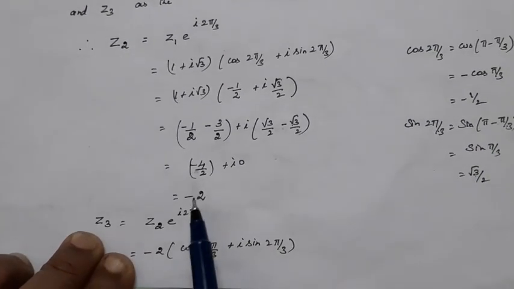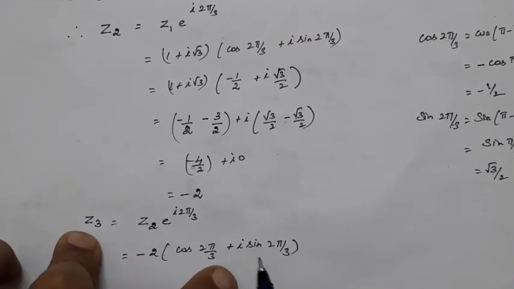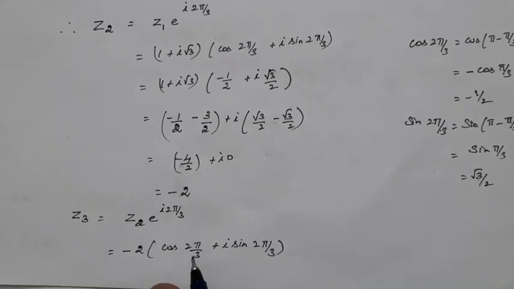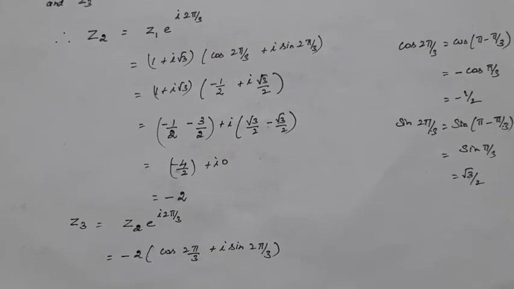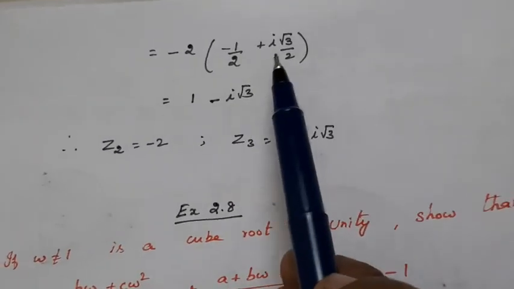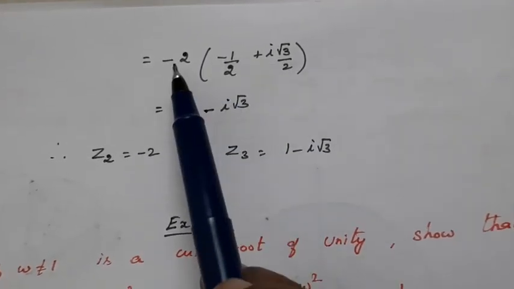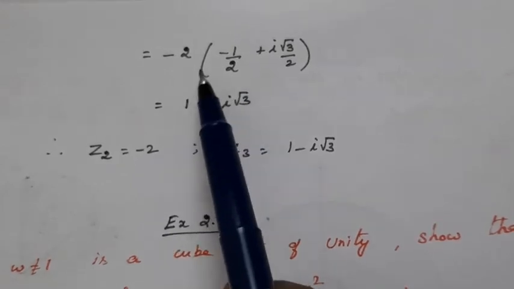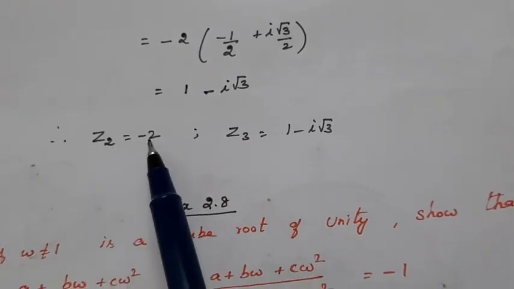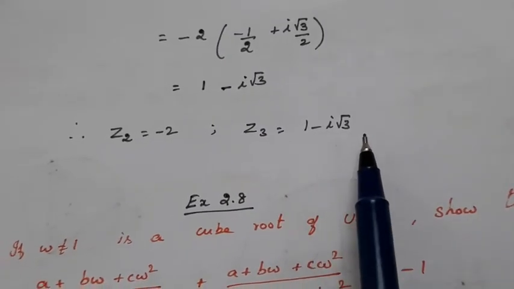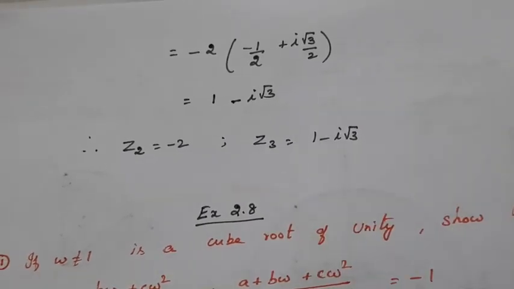Now what is Z2? Z2 is minus 2, just now we have found. Then substitute e power i 2 pi by 3 as cos 2 pi by 3 plus i sin 2 pi by 3 and substitute the values of cos 2 pi by 3 and sin 2 pi by 3 as we found earlier. So we have minus 2 into minus 1 by 2 plus i root 3 by 2. Then multiplying by minus 2, we will have plus 1 and then minus i root 3, as the 2 and 2 get cancelled. So Z3 is equal to 1 minus i root 3. Z3 is nothing but exactly the conjugate of Z1, which exactly lies in the opposite quadrant.